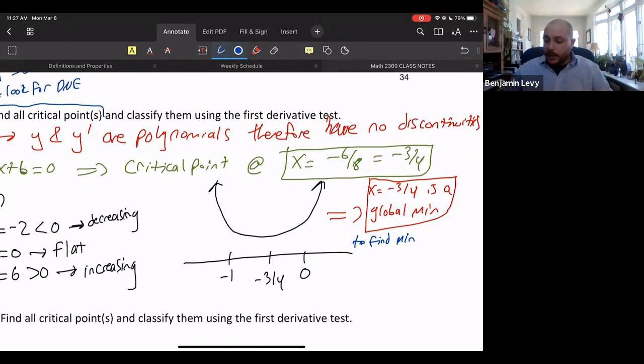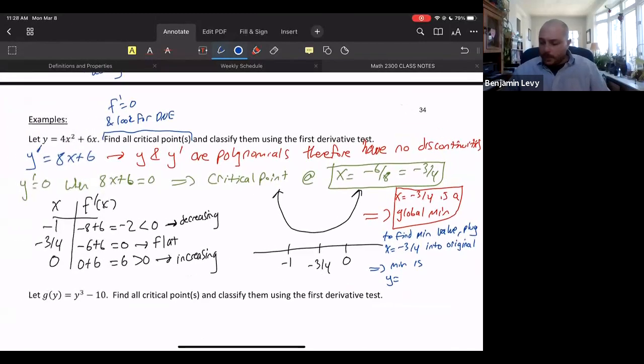To find the minimum value, you plug -3/4 into the original. In this case, y. So if you want to know what the actual minimum value is, you plug it into the original. The original was 4x² plus 6x. So 4 times (-3/4) squared plus 6 times -3/4 would tell you the minimum value. And that is approximately -2¼.